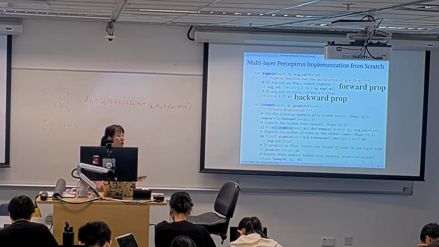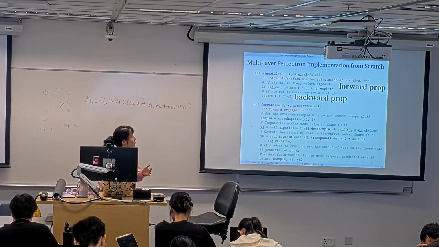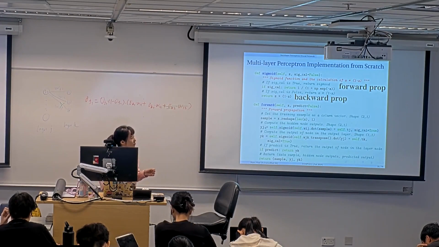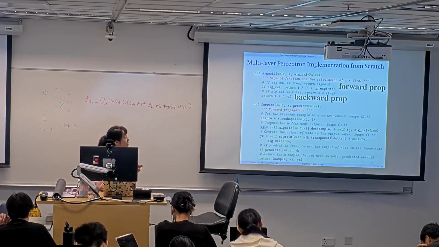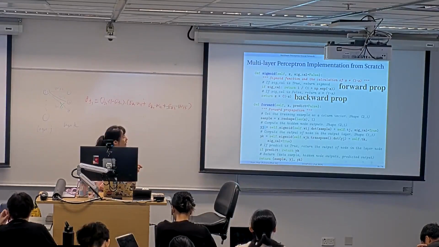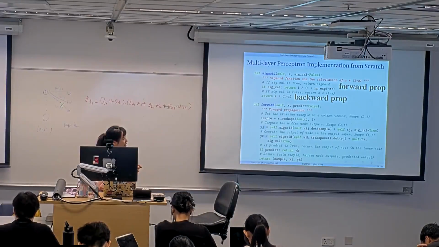Since it's forward propagation, right? So we let sigma be true. That means we are in forward and we will return the sigmoid of this weighted sum, and store it in yj. And then we compute the output of the node in the output layer. So yk: we get the weighted sum wjk times yj plus theta k. And again, sigma should be true. We need to get the sigmoid function and store it in yk.